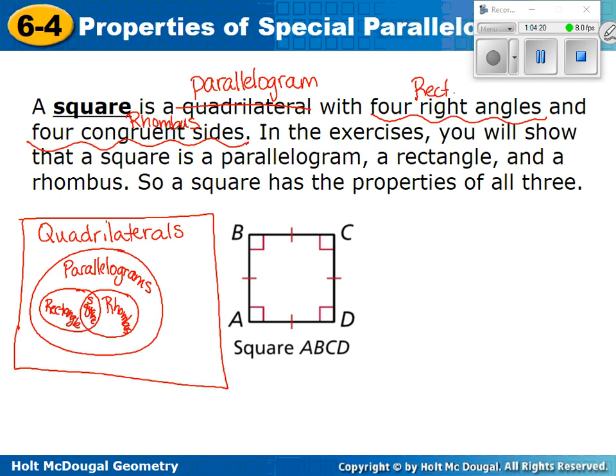Okay? So you cannot look at your shape and say, oh, it's got 4 right angles, it has to be a rectangle. You first have to know that it's a parallelogram. I'll show you what I mean by that.